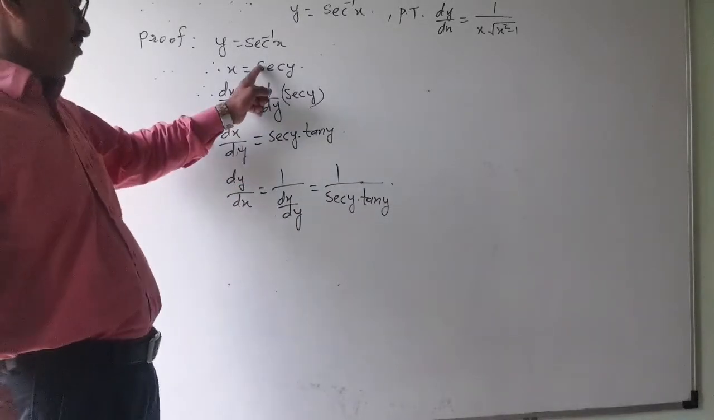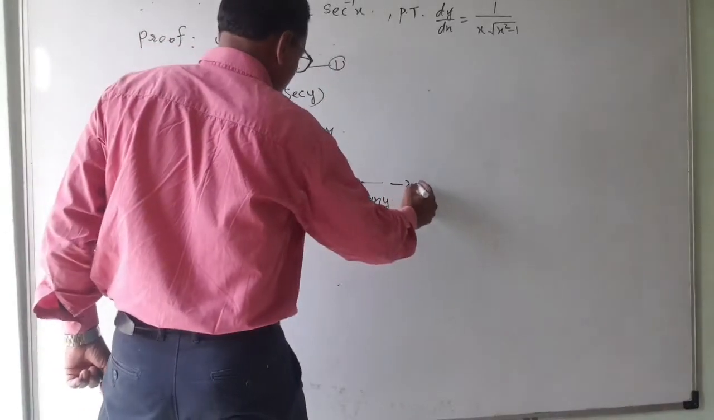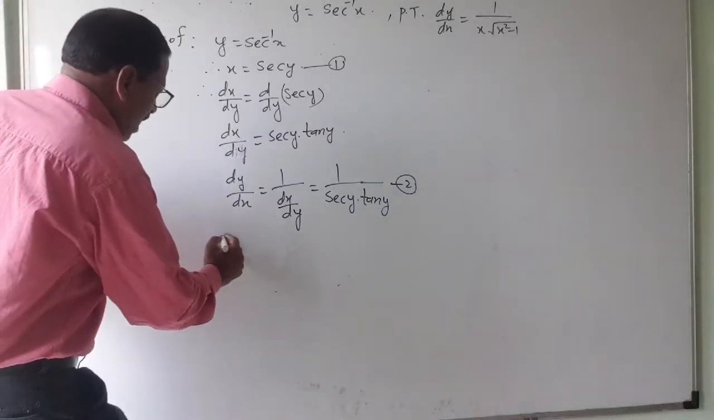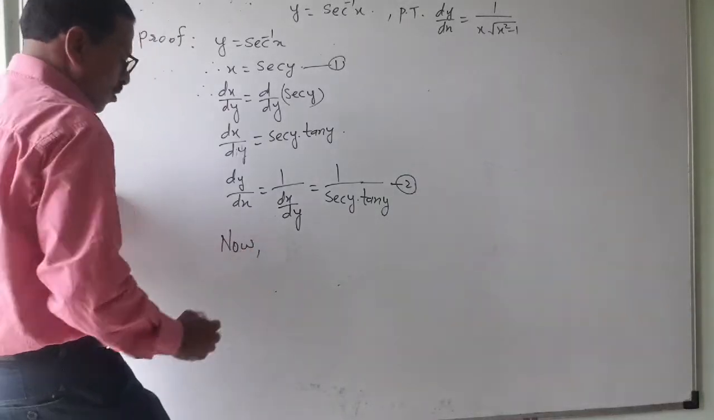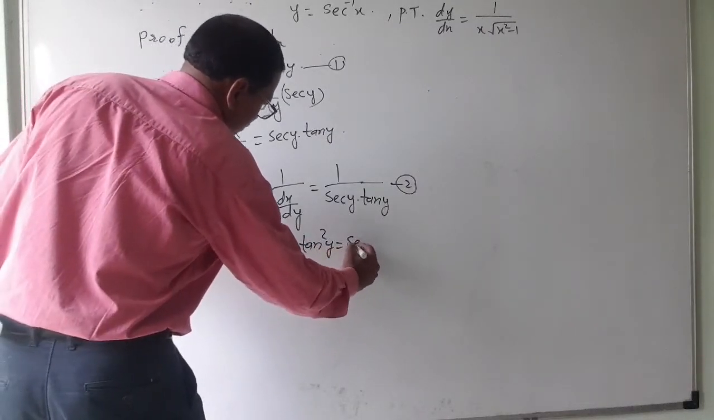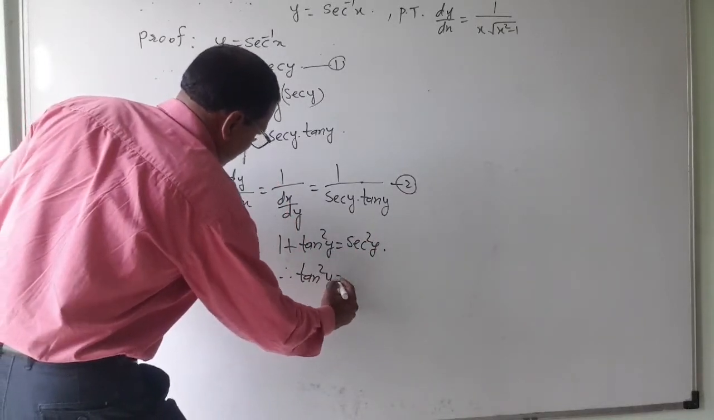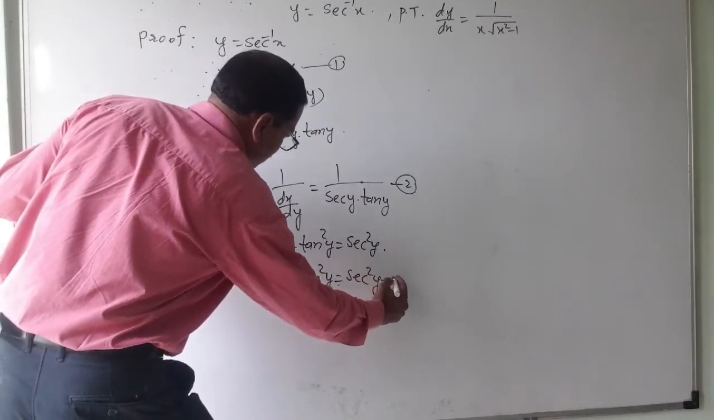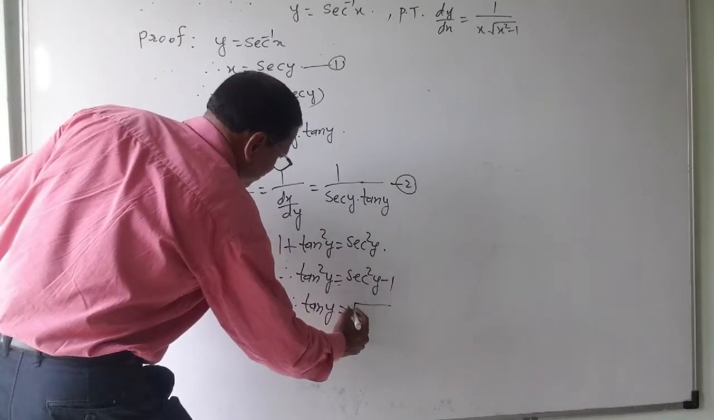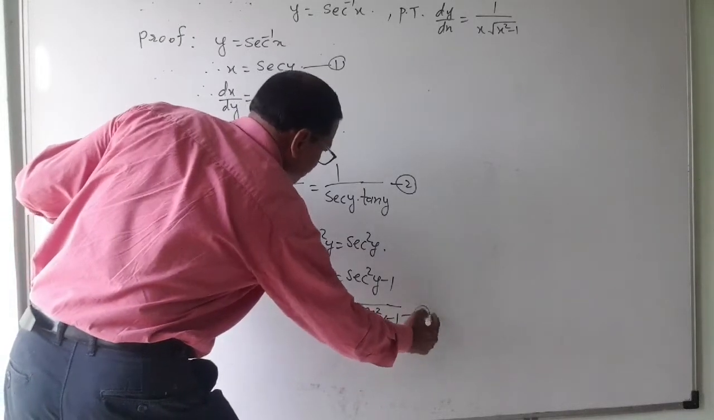Sec y value I have, but tan y value I don't have. This is 1, this is 2. Here we will break this and then substitute the values. Now 1 plus tan square y is equal to sec square y. Therefore, tan square y is equal to sec square y minus 1. Therefore, tan y is equal to under root of sec square y minus 1. This is number 3.